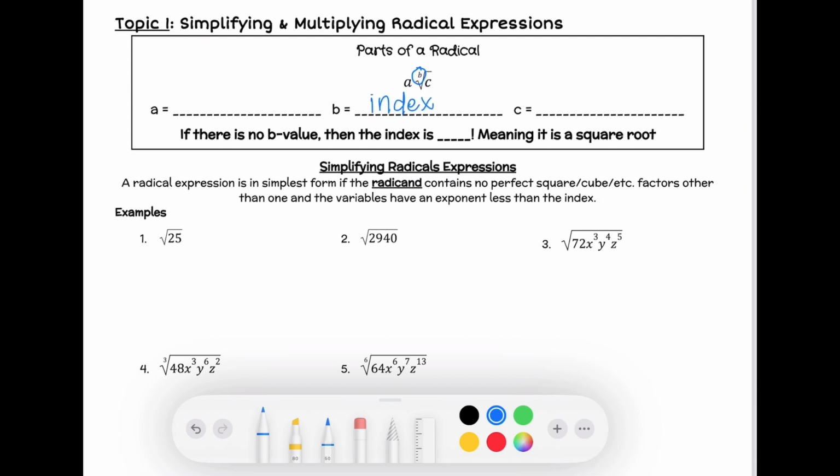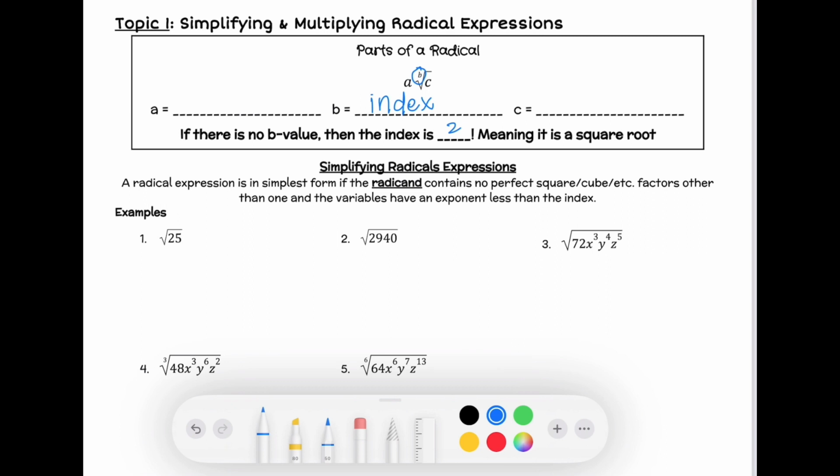And one of the biggest things to know is if there's no b value, then the index of our radical is just going to be 2, meaning that it's a square root. So we see that all the time. If there's no number written there, then our index is 2, we have a square root.